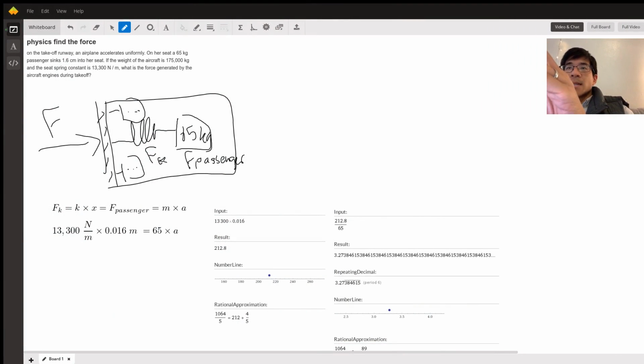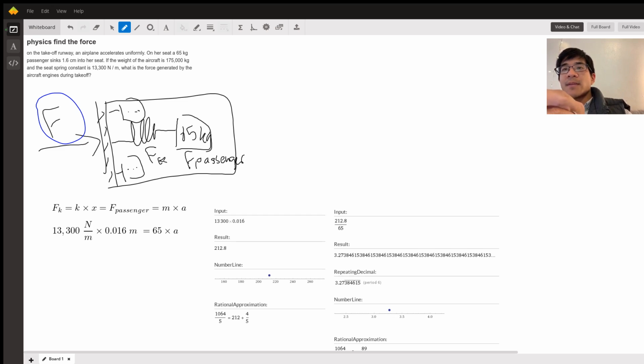Here is the thrust from the plane pushing on everything inside the plane. Everything inside the plane is in parallel, so everything in the plane is accelerating at the same rate.